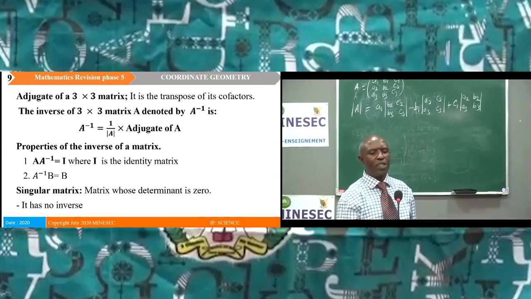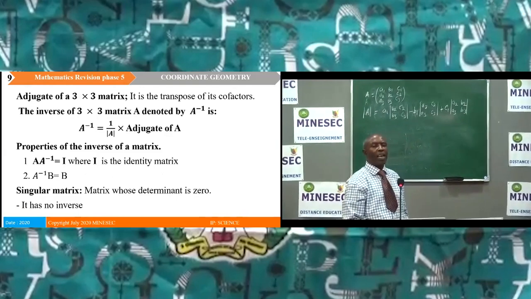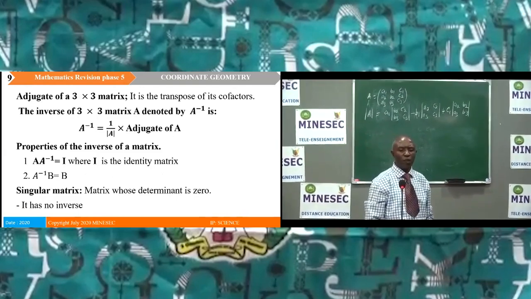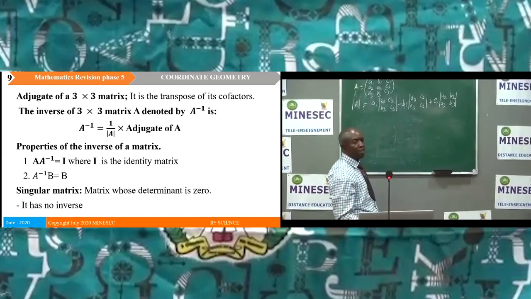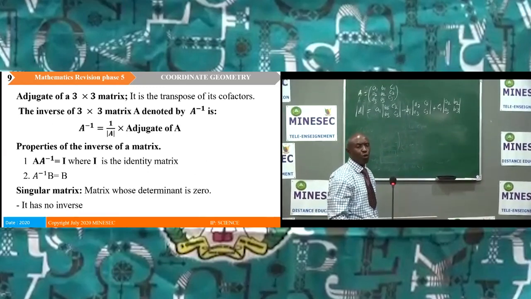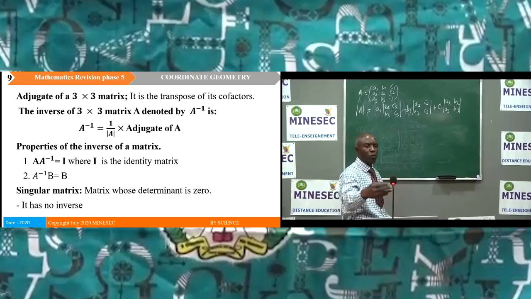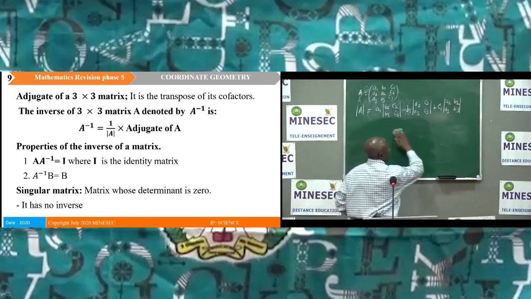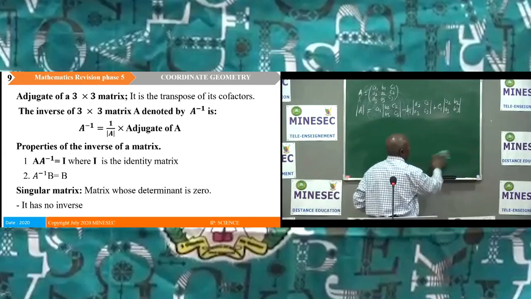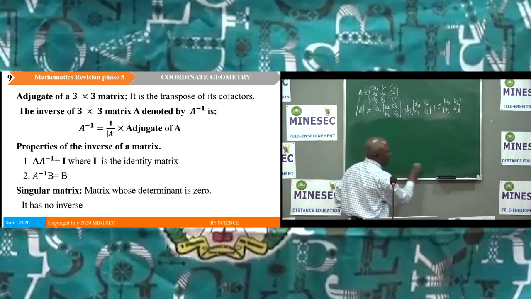Adjugate of a 3x3 matrix. It is the transpose of the cofactors. You see, before coming to the determinant of a 3x3 matrix, we talked about how to obtain the cofactors of a 3x3 matrix. And that is how you use it now to obtain the adjugate of a 3x3 matrix. Once you have looked for its cofactors, you simply take the transpose of the cofactors to obtain the adjugate of that matrix.